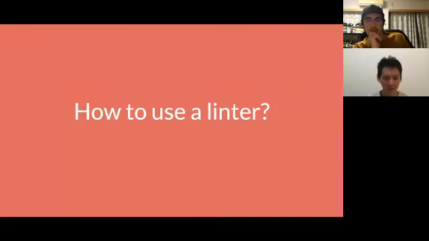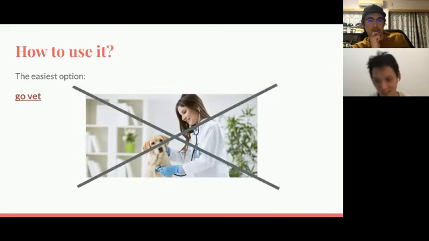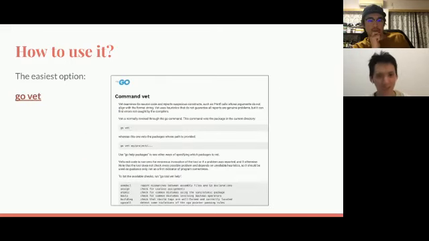So how do you use a linter? In Golang, the most straightforward and simplest solution is go vet. Go vet is not a veteran. It is a tool, a command that you can use to analyze and improve your code quality. Actually, I'm not sure why it's called vet, because I searched several places and couldn't figure out why. Anyway, it's not the point. This is built in, no third-party tool required. You install Go, it's there, you can use it.